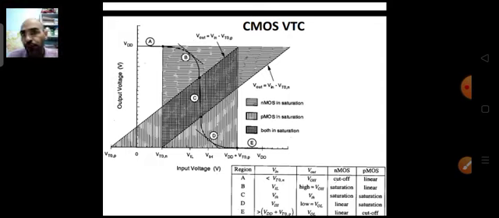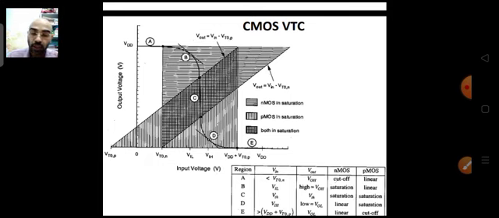So whenever we derive the equation for VIL, we will consider the NMOS to operate in the saturation region, whereas the PMOS to operate in the linear region. Whereas if you want to derive the equation for VIH, it will fall into region D. In region D, exactly the opposite happens: NMOS will work in the linear region, whereas the PMOS will work in the saturation region.